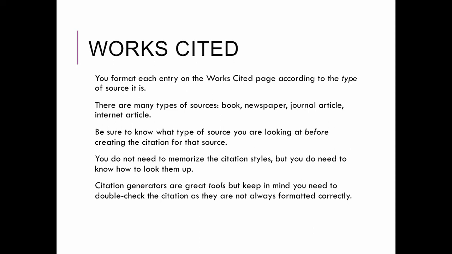There are many types of sources that you can come across: books, newspapers, journal articles, internet articles, images, videos, etc. Make sure that you know what type of source you are looking at before you create the citation for that source. You do not need to memorize citation styles, but you do need to know how to look them up. Citation generators are great tools, but remember that not all citation generators are going to be 100% accurate, and they might not be using the most current guidelines. So it's very important to double check your citations to make sure that you're formatting them all correctly.